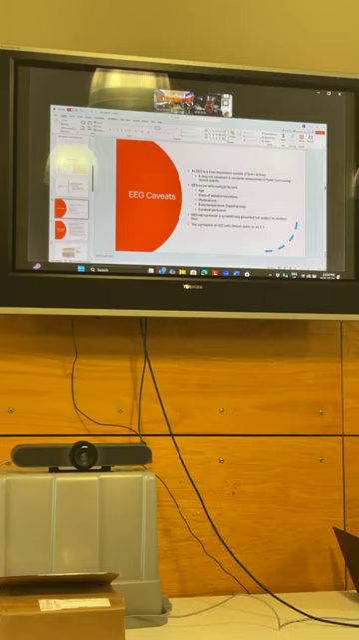EEG interpretation is scientifically grounded, but it is in fact subject to reviewer bias. So there is no algorithm or machine at this point in history that reliably produces a reproducible EEG interpretation. This is still very much an eye of the beholder phenomenon.